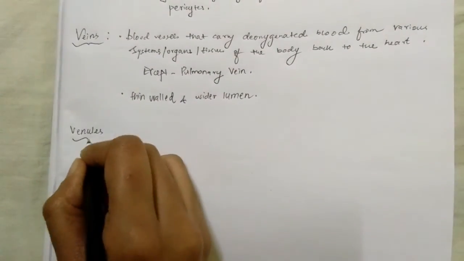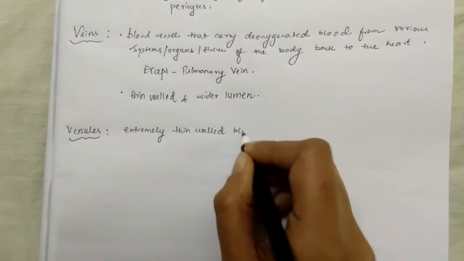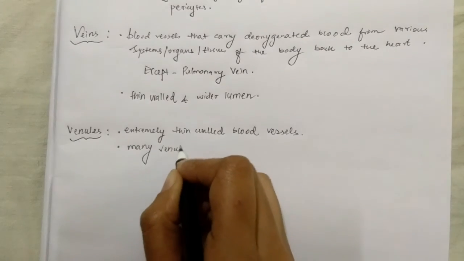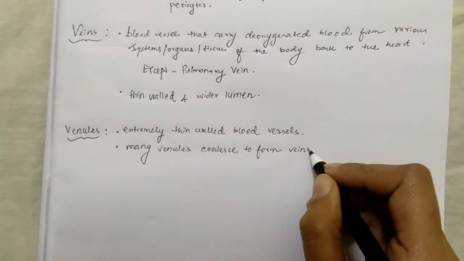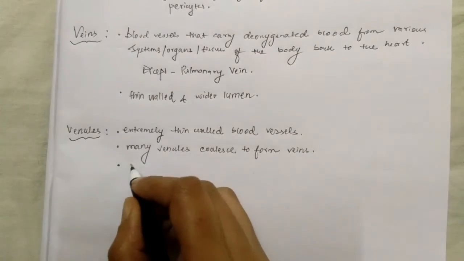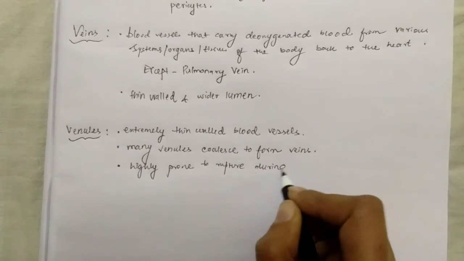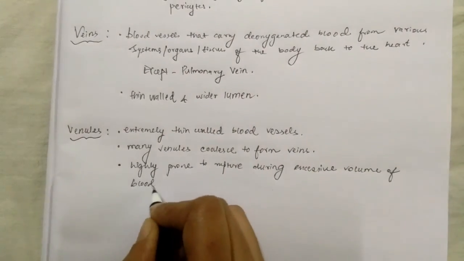Venules. They are extremely thin-walled blood vessels. Many venules coalesce to form veins, and they're highly prone to rupture during excessive volume of blood flow. This was all about the systemic circulation.